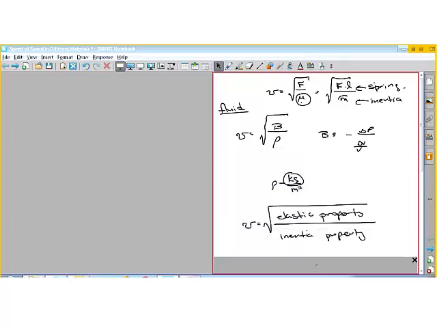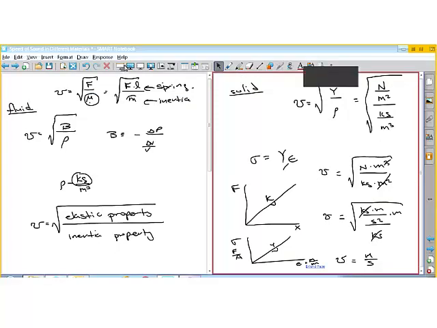So ultimately, the speed of a wave, whether it's a wave on a string or a wave in the air, is usually the square root of some elastic property divided by some inertia property. In this case, the elastic property is how much the pressure changes when you have a certain percent change in volume, and the inertia term is the density. Okay.